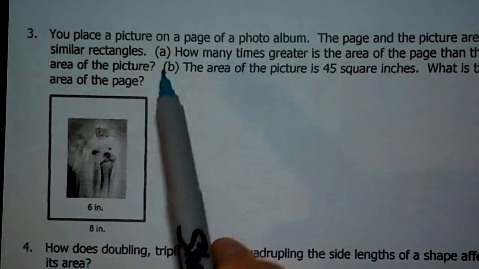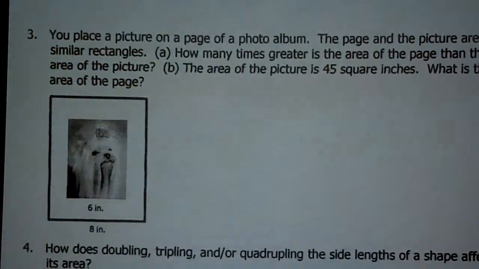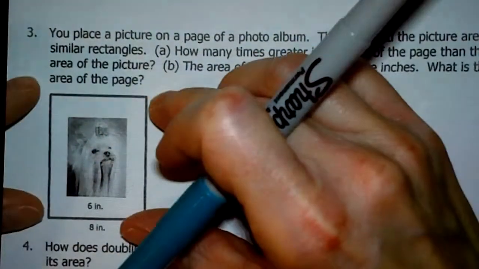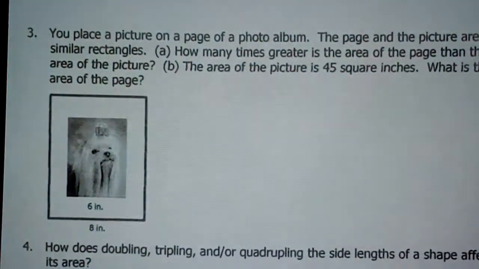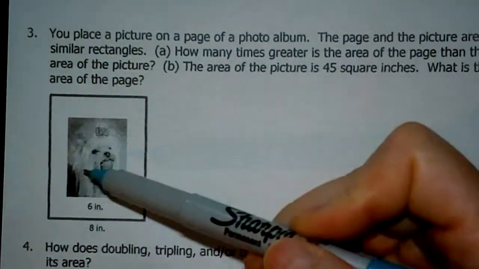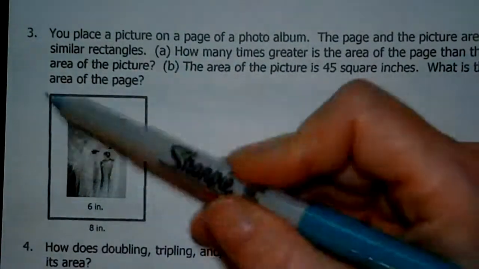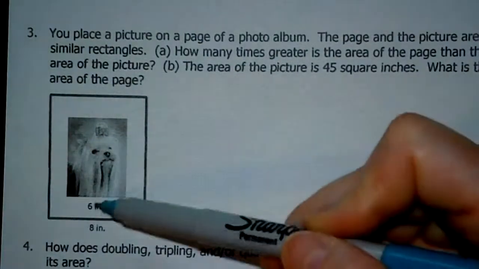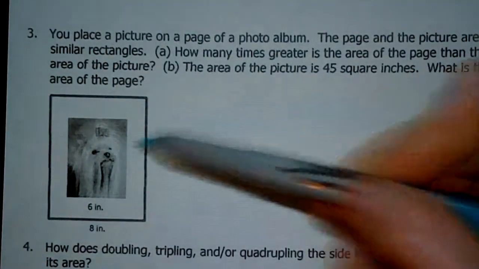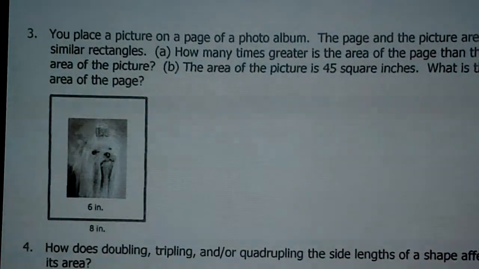Anyway, you place a picture on a page in a photo album. I'm sure many of you have done this before. You have your page in the photo album, and then you try to center the other picture just right on the inside of it. Well, the page and the picture are similar rectangles. So this outer rectangle is similar to this inside rectangle. That means that the ratio of all their corresponding sides simplifies to the same thing.